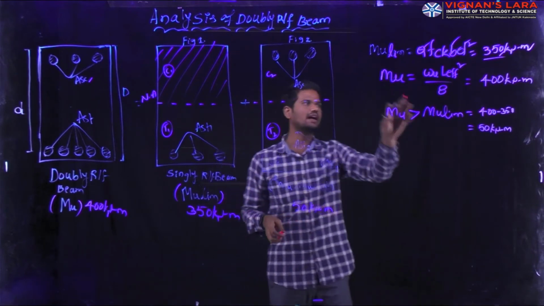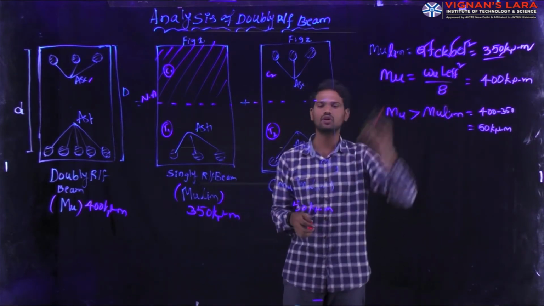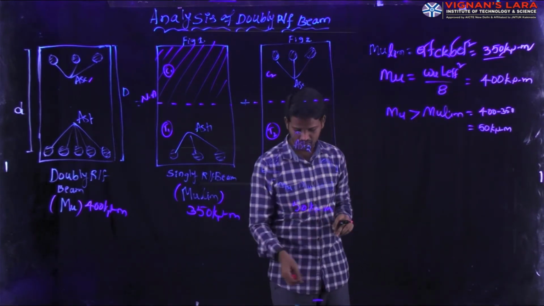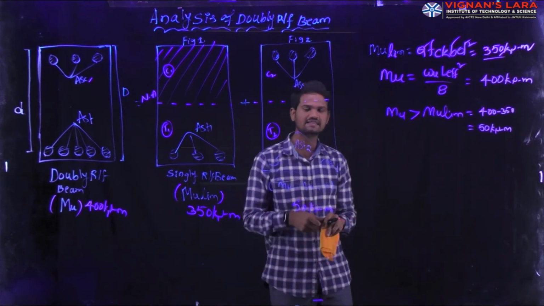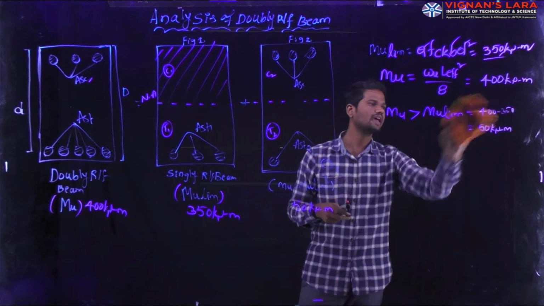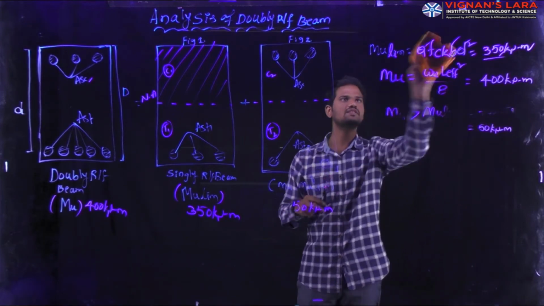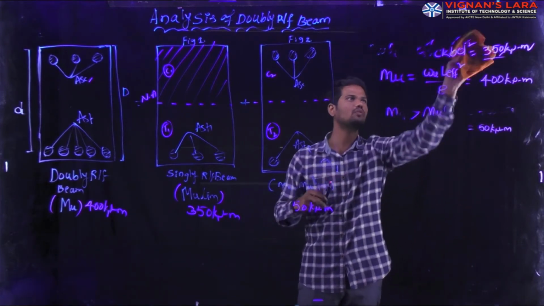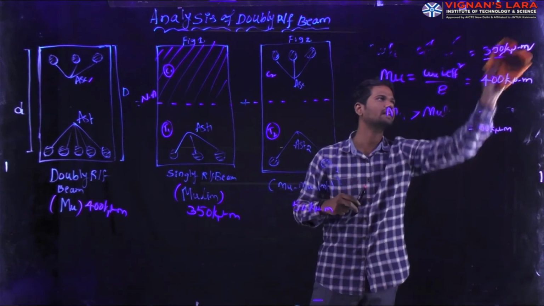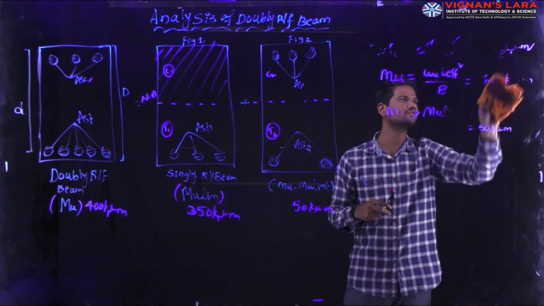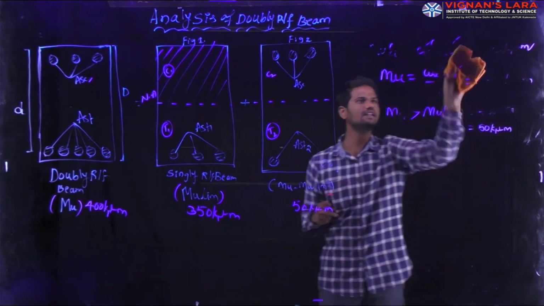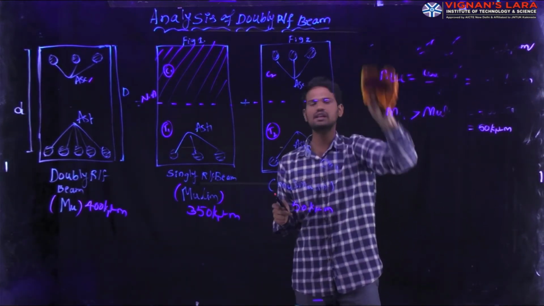This is the example procedure for only the singly reinforced beam. Now we will analyze the compressive forces acting on the beam. That means how much amount of compressive forces are acting on the singly reinforced beam, as well as how much amount of tangential forces are acting on the singly reinforced beam. All these terms we will discuss.